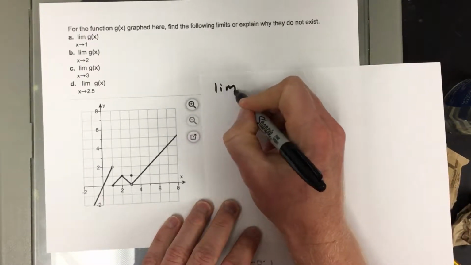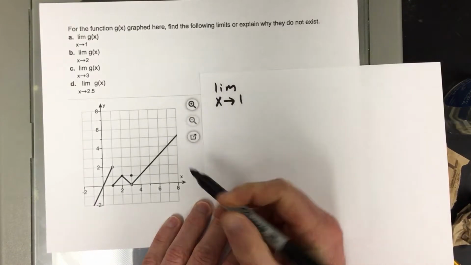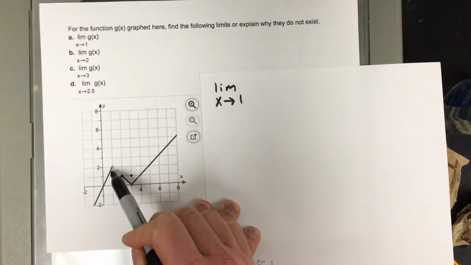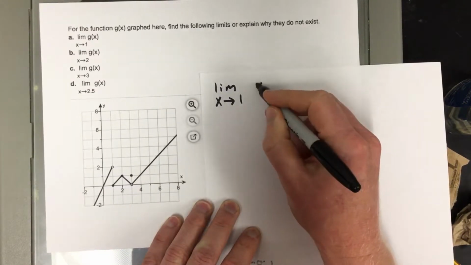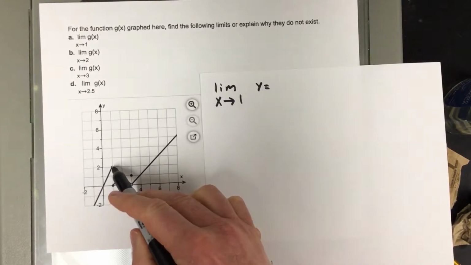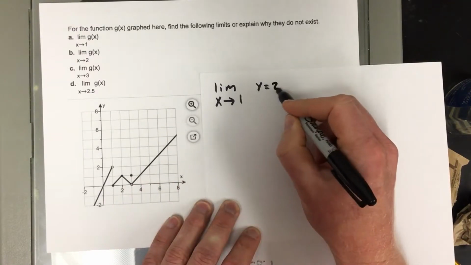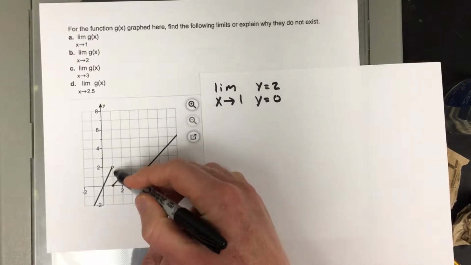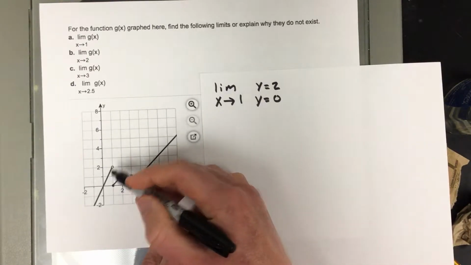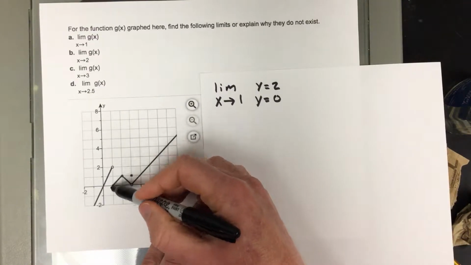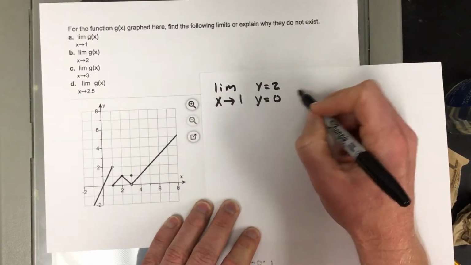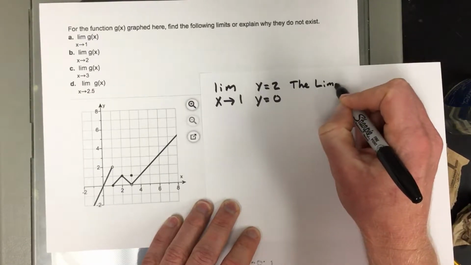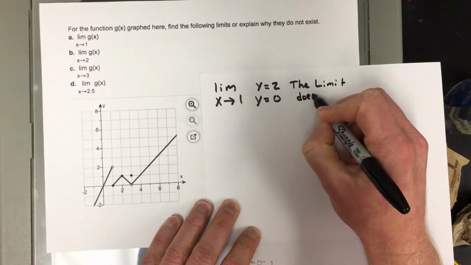The limit as x approaches 1, if we look as we go along this function as we get to x equal 1, you notice that the y value here says it's 2, but then down here it says it's 0. So y is 2, but then y is also 0 down here. So you notice we have a jump. This is called a jump discontinuity. So this would be the limit does not exist.